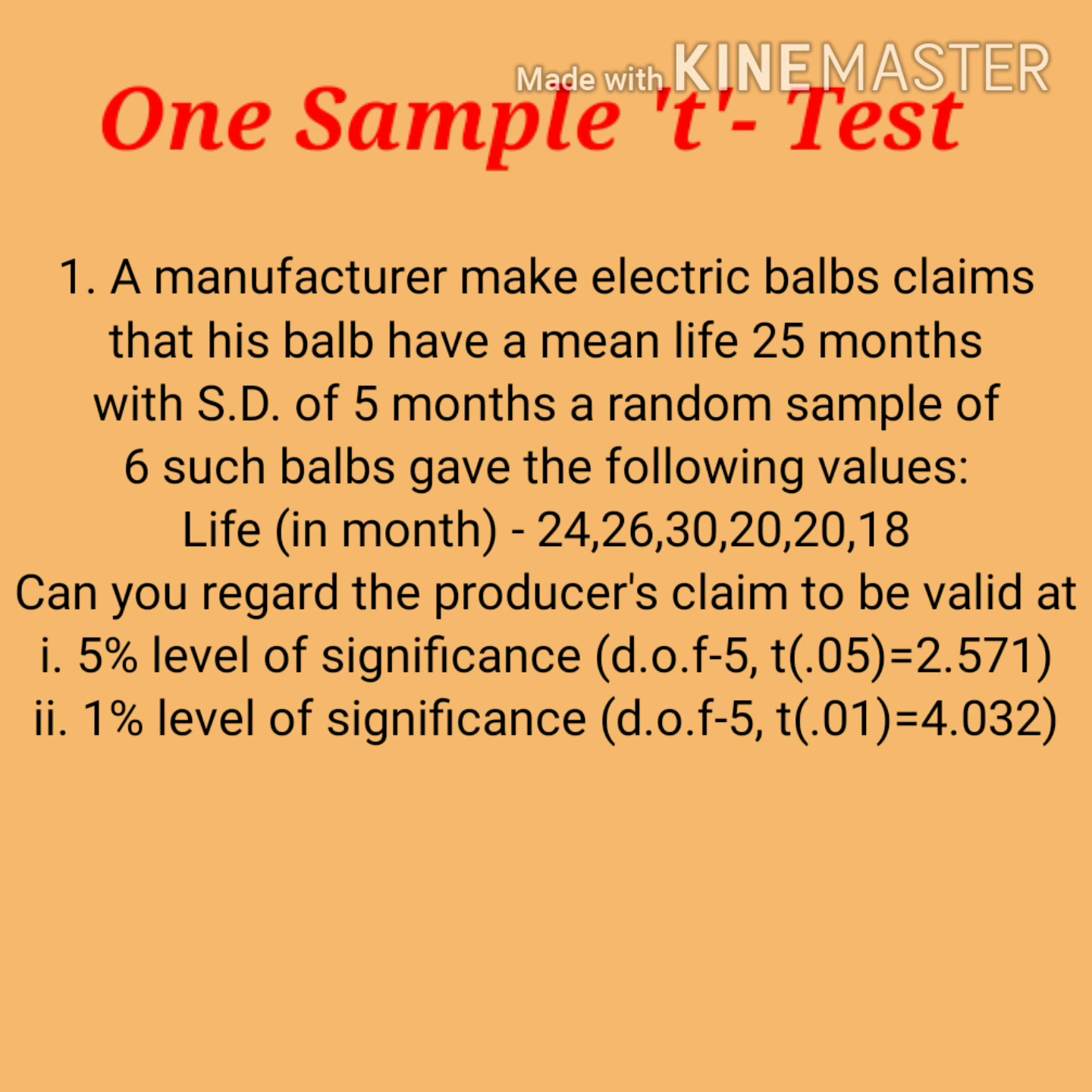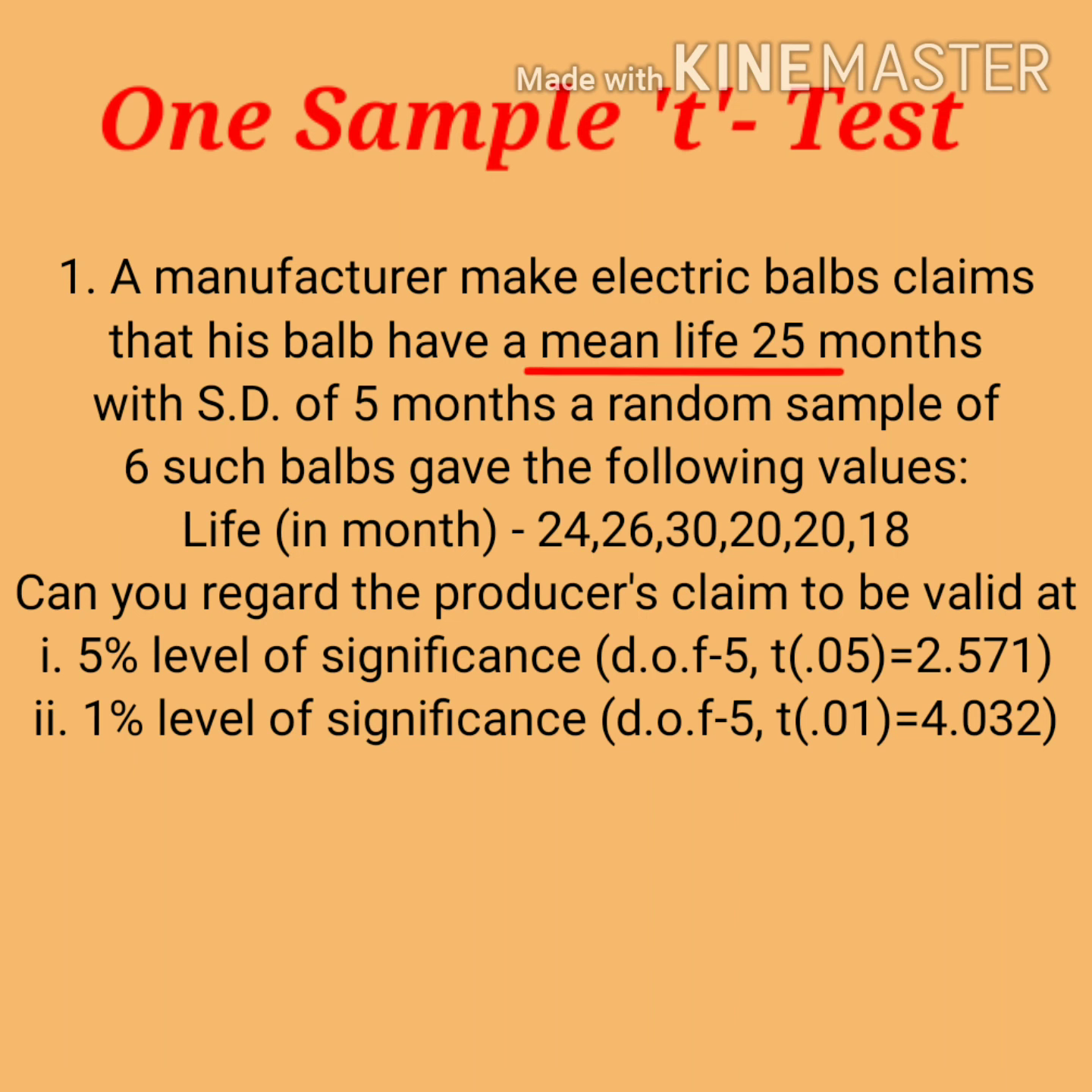Okay, so here the math that has been given is: a manufacturer makes electric bulbs and claims that his bulbs have a mean life of 25 months with a standard deviation of 5 months. A random sample of 6 such bulbs gave the following values. Life in months has been given: 24, 26, 30, 20, 20, 18. Can you regard the producer's claim to be valid at 5% level of significance? And point number 2 is 1% level of significance.